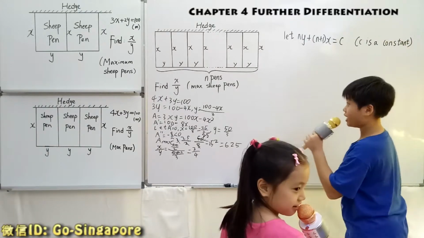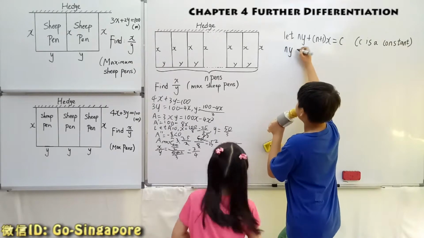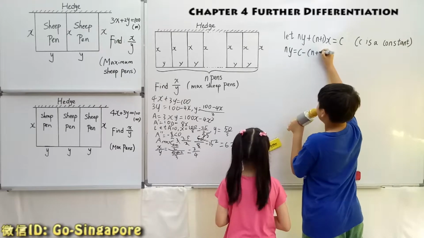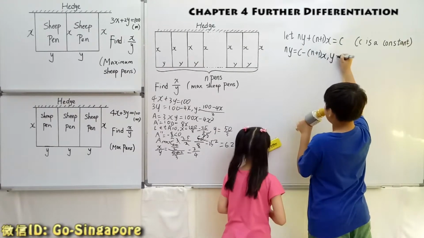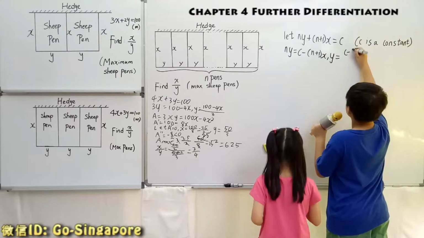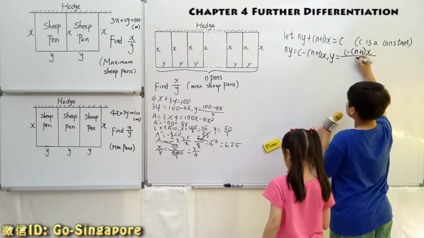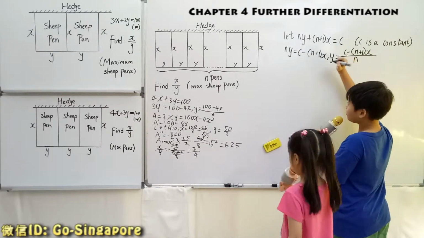So for this, we can find what is ny, which is C minus n plus 1 x. Then we'll find what is y. Then this is over n, right? Okay.